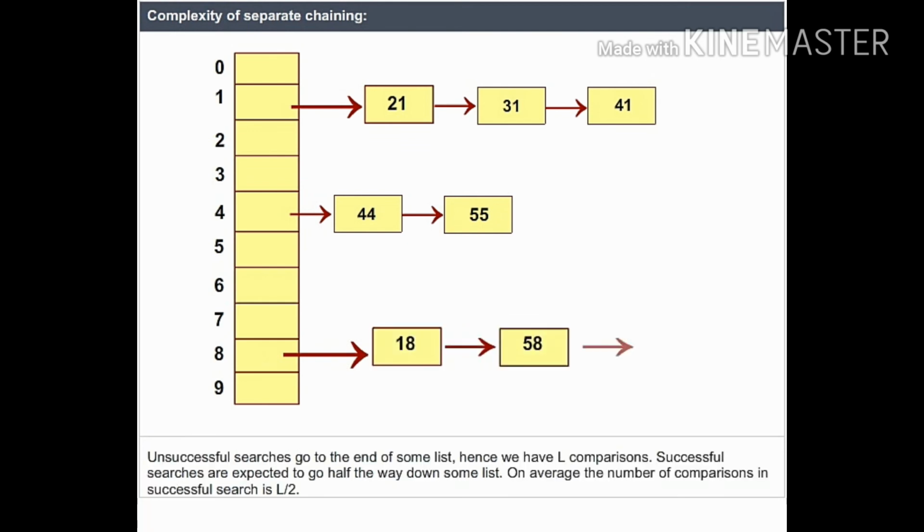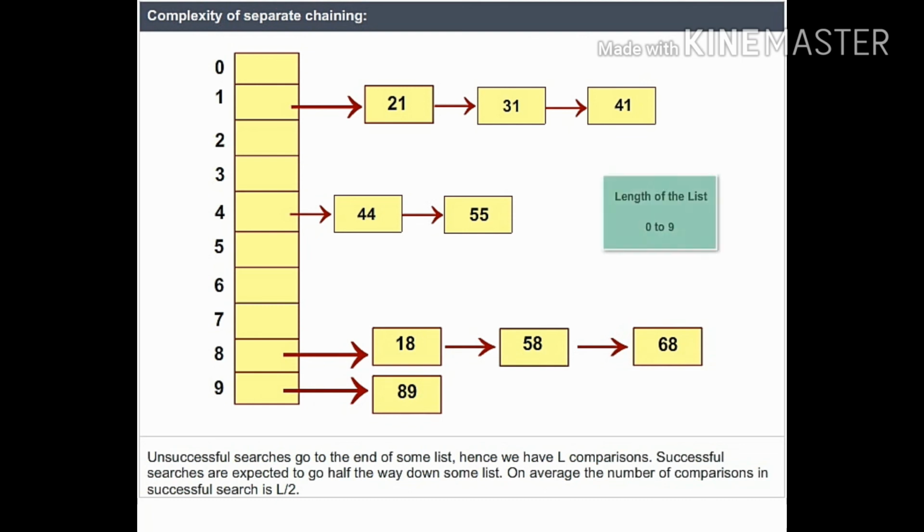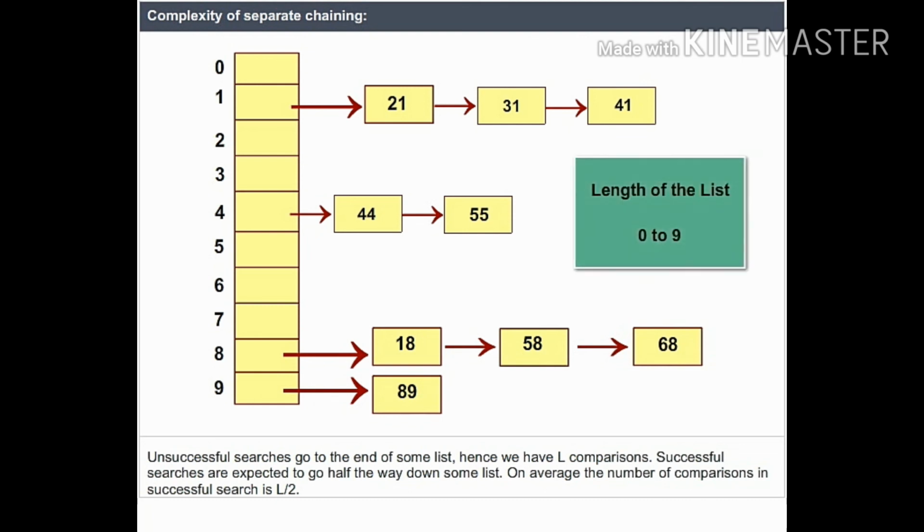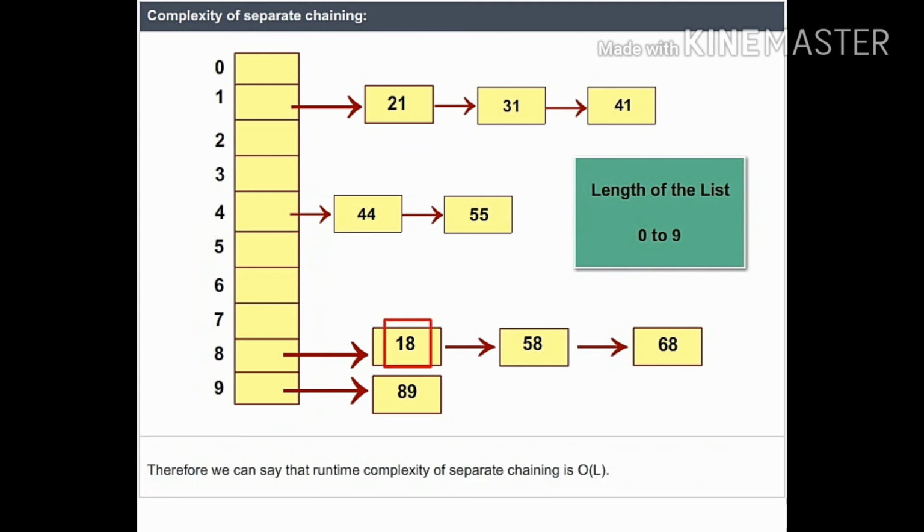Unsuccessful searches go to the end of some list, hence we have L comparisons. Successful searches are expected to go half the way down some list. On average, the number of comparisons in a successful search is L/2. Therefore, we can say that the runtime complexity of separate chaining is O(L).